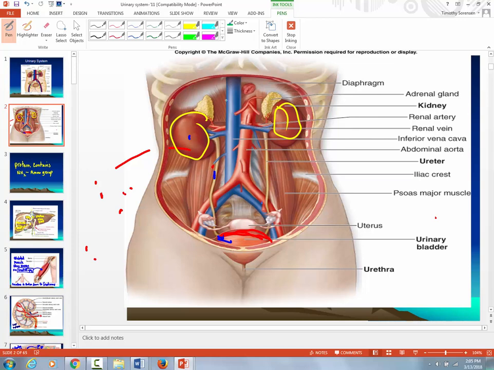Yeah, the liver's here, right? You don't have a liver on the left side. What do you got on the left side? No, the pancreas is over here. That's a spleen. That's why. Okay.